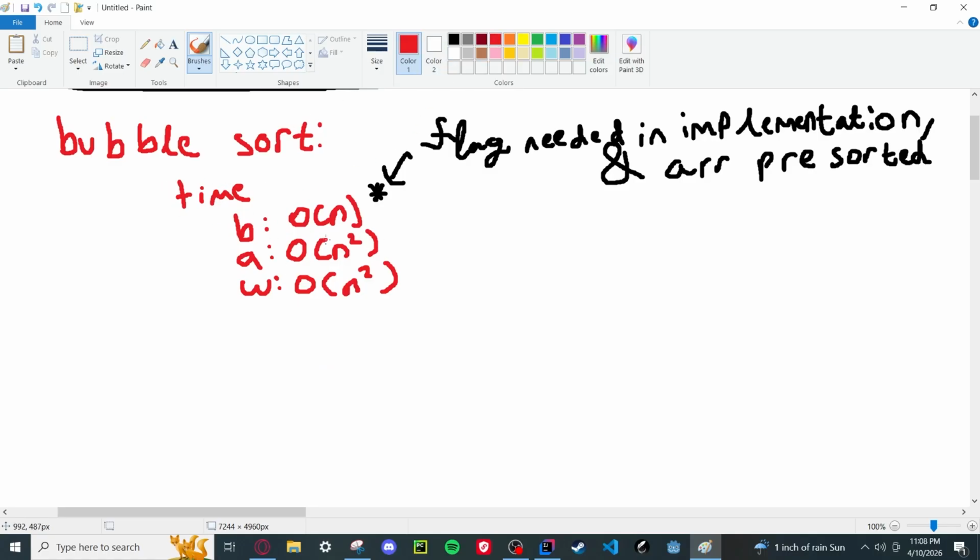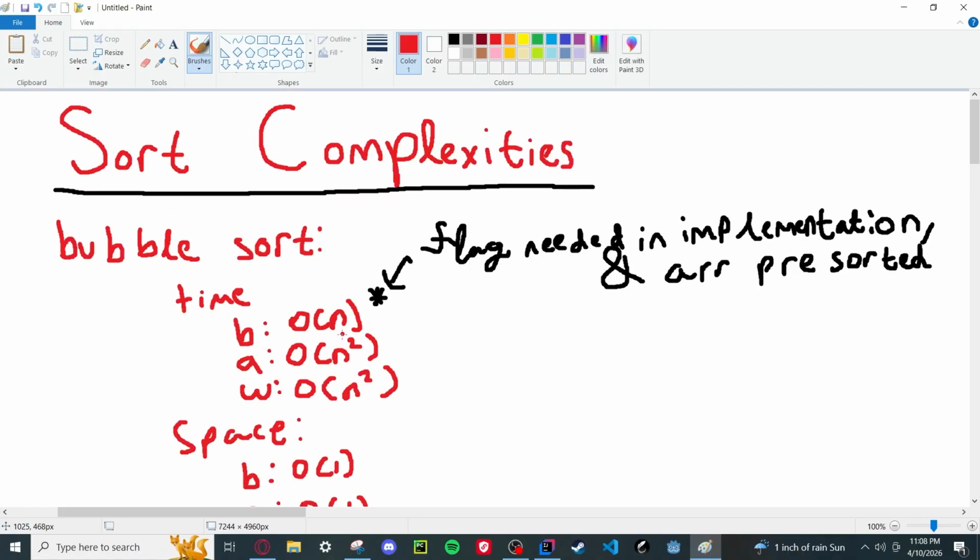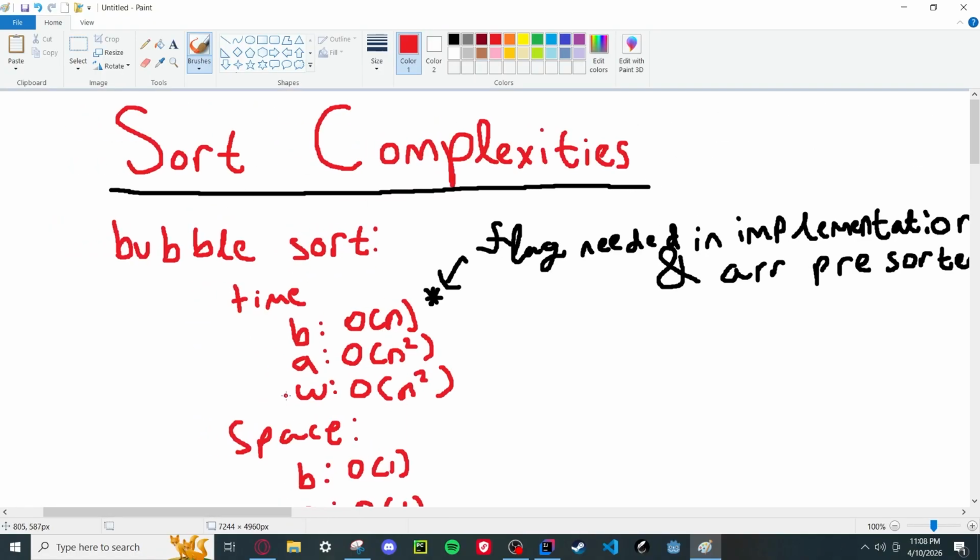Bubble sorts are nested for loops, so that makes sense. Your space complexity is going to be O of 1 for best, O of 1 for average, and O of 1 for worst. So that is bubble sort.